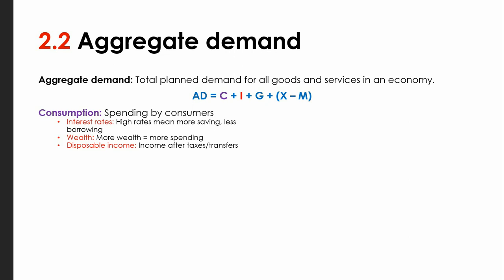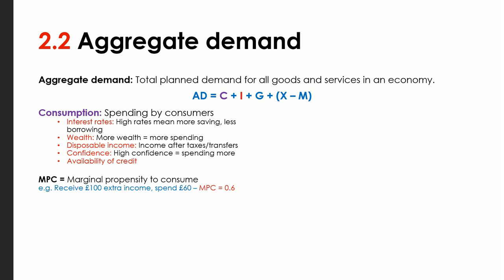Disposable income will affect consumption. That's income after taxes, like income taxes, and transfer payments, like welfare payments. And a high confidence level with consumers will lead to more spending, as will a greater access to credit, to loans from banks. A key idea with consumption is the marginal propensity to consume. That is the amount of an increase in my income that I would spend. So if I got £100 extra, and I spent £60 of it, my MPC would be 0.6.